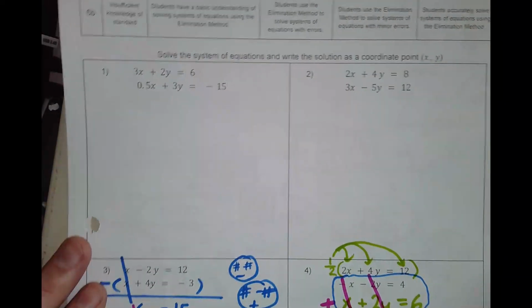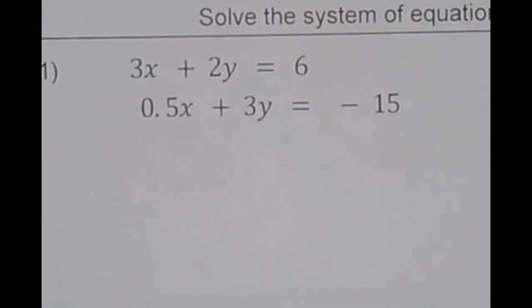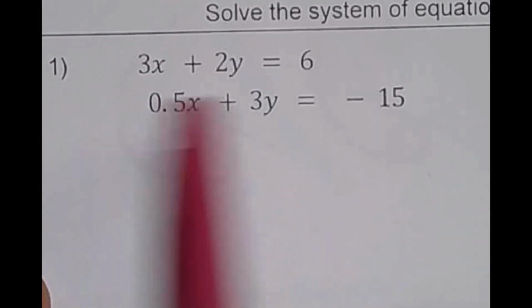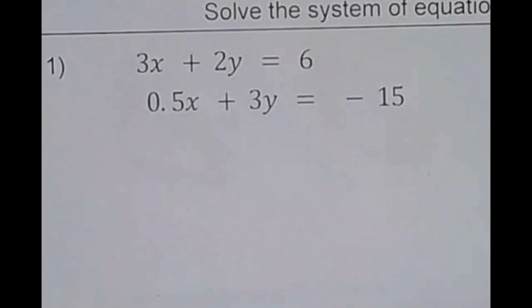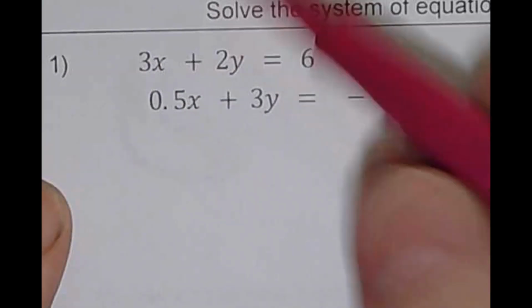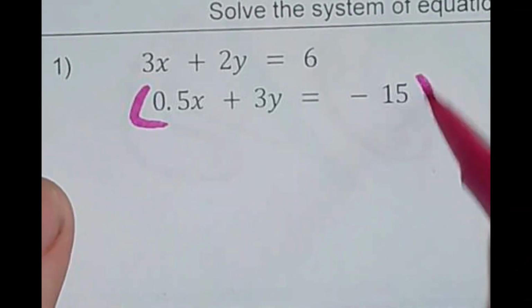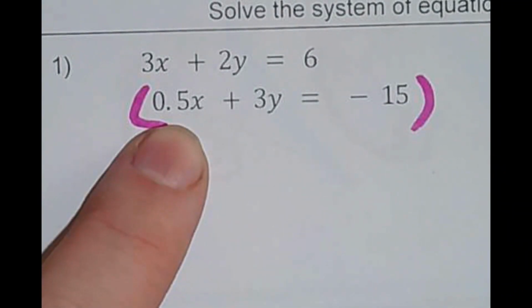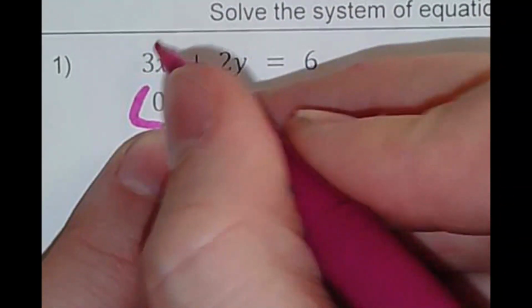Okay, let's go on to number 1 and number 2. Let's quickly do number 1 and number 2. Number 1 has a decimal in it. So you could just do decimal busters to get rid of the decimals, but in this case, I'm going to try something a little different, a little creative. How would I turn a 0.5 into a 3?